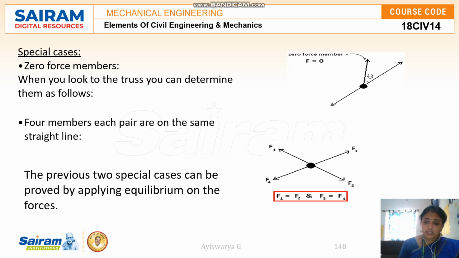For method of joints, you need not go for the moment equation. With summation of Fx equal to 0 and summation of Fy equal to 0 only, you are able to get all the unknown tensile or compressive forces. But when coming to the method of section, it is not possible. So you have to solve summation of Fx equal to 0, summation of Fy equal to 0, and summation of M equal to 0. Using all three equilibrium conditions, you are able to solve all the unknown forces.